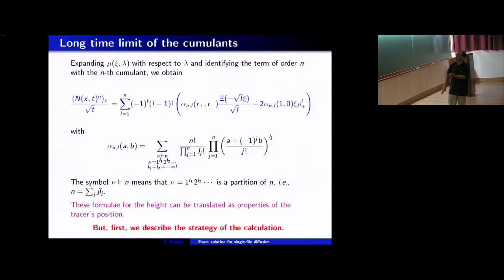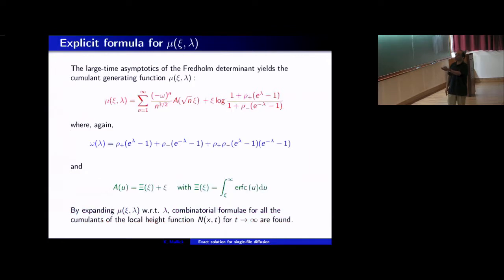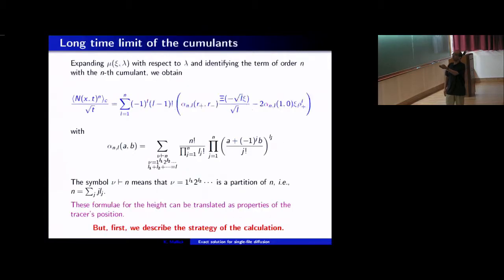One thing also, if you like combinatorics, once you know the cumulant generating function, just by expanding with respect to the parameter lambda, you can compute exactly the cumulants and the moments of your height variable in terms of combinatorial objects and partitions and so on. So if you're interested in the statistical details, and you want to know the fifth cumulant, you can get your formula explicitly.